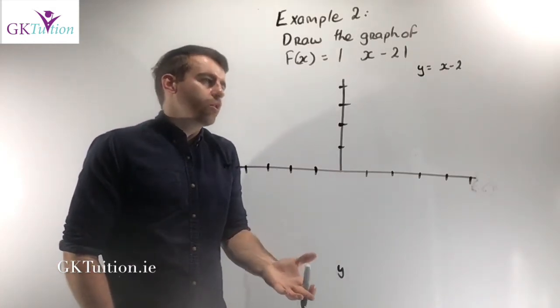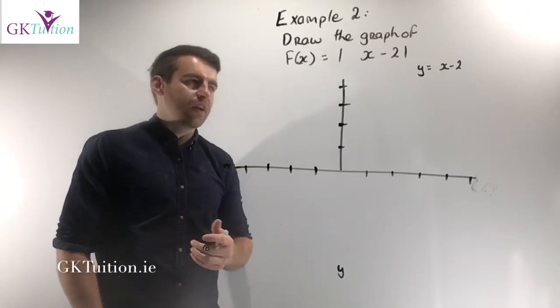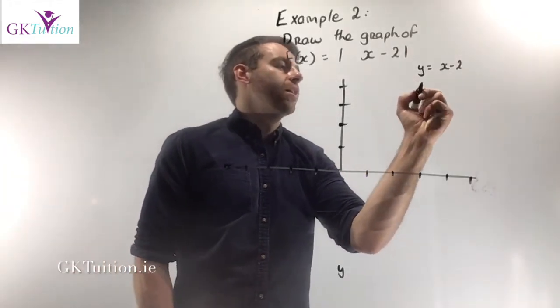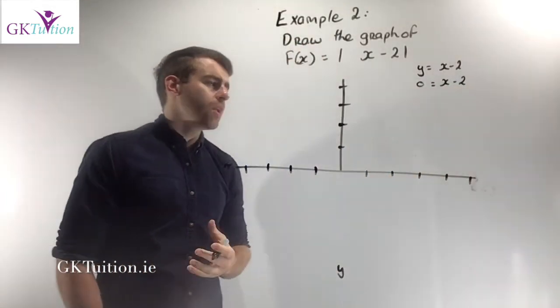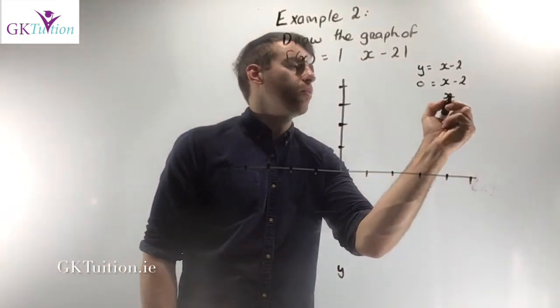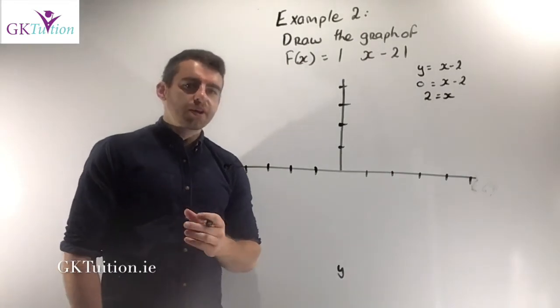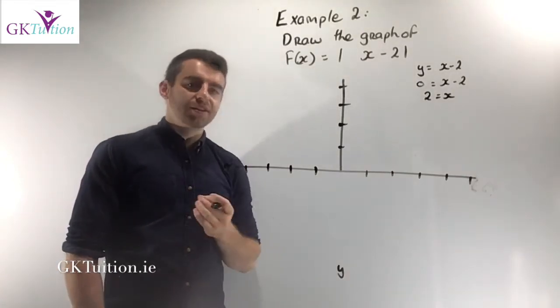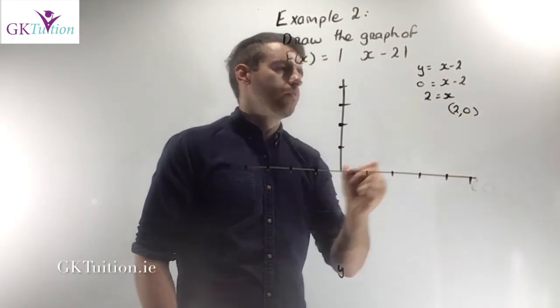So I'm simply going to sub into my function, sub in y equals 0, and find the corresponding x value. If I do that, I'll get 0 is equal to x minus 2. I add 2 to both sides to find the value for x, and I work out that when y is equal to 0, x is equal to 2. So I know that the point where this graph crosses the x-axis is the point (2, 0).